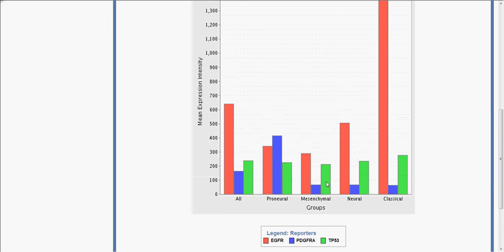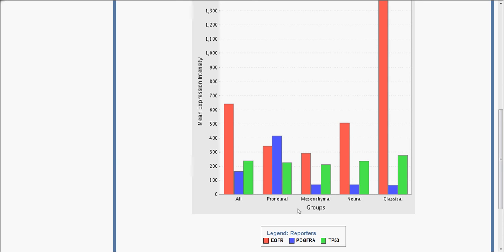You can see that the expression level of p53 in the 4 different subtypes, which is represented as a green bar here, is pretty much the same. And if you look at the expression level of PDGFRA, which is represented here as a blue bar, it's very obvious that the expression level in the proneural subtype is much higher than the expression level in the other 3 subtypes. Just by visual inspection, it's at least 4 times higher.